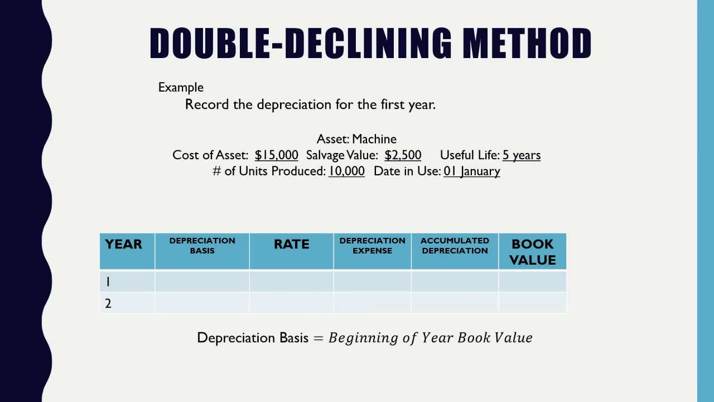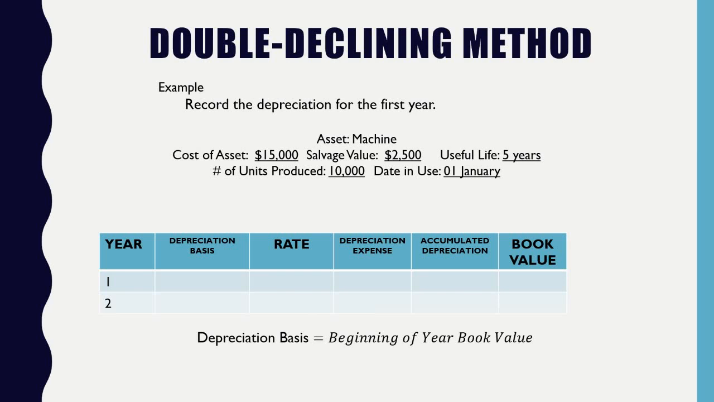All right, so the first example here is when we bought a machine, okay? And its cost right now is $15,000. Salvage value is $2,500. Its estimated useful life is 5 years, okay? The number of units that it could produce is 10,000, and the date that you place it into service is January 1st. So assuming that you depreciate at the end of the year, December 31st.